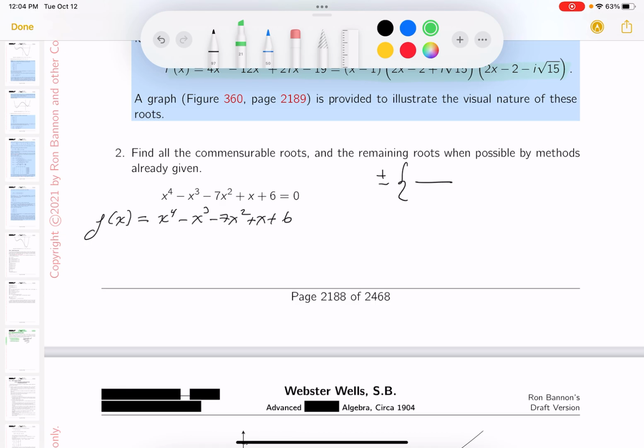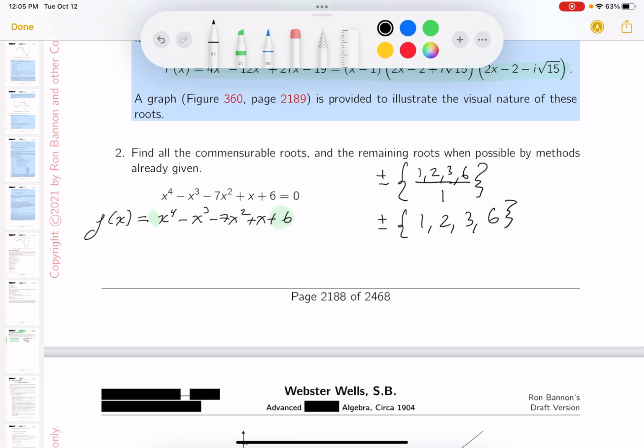Let me go through this again with you. I need the factors of 6, and I'm going to divide by the factors of 1. What are the factors of 6? 1, 2, 3, and 6. What's the factors of 1? Just 1. A lot of people write it this way, but I'm going to actually write down plus or minus. Well, this looks pretty easy. 1, 2, 3, and 6. Again, wishful thinking doesn't always pay off, but I want to give it a try.